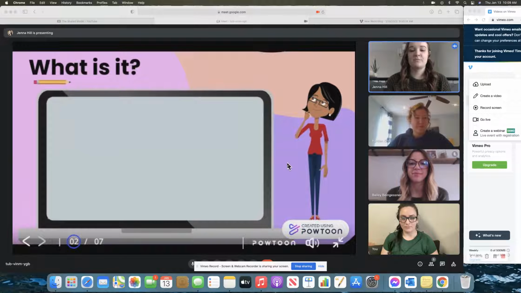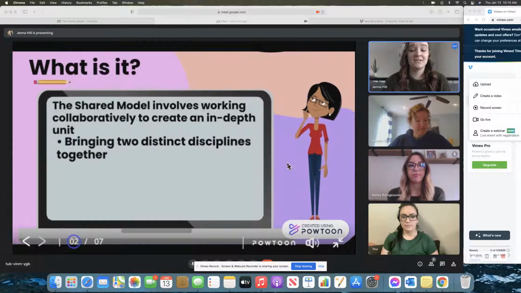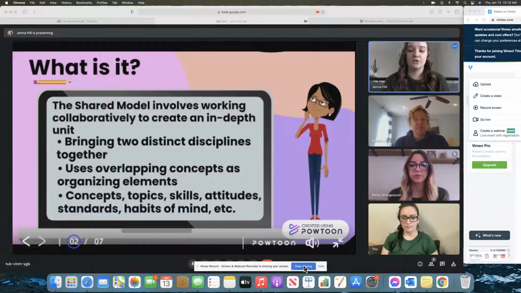So what is the shared model exactly? The shared model involves two teachers of the same grade level working collaboratively to create an in-depth unit. The point of the shared model is to integrate two distinct disciplines or topics together. This is done by teachers partnering up and conversing about the priorities of their respective disciplines. This communication helps each side to develop an understanding of the curricula and find overlapping concepts that can then be used as organizational elements for the whole unit.